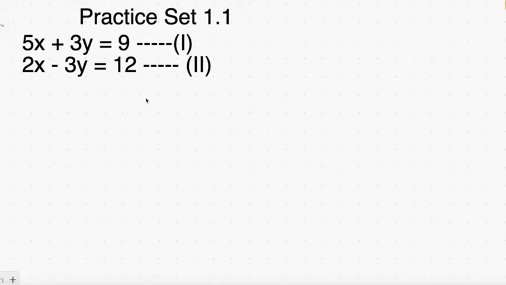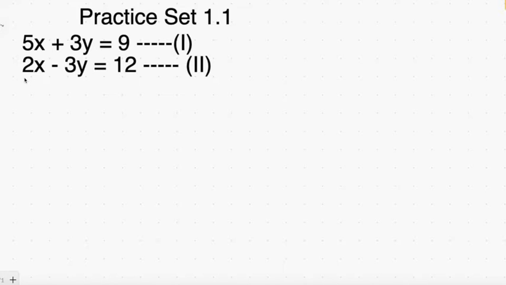So let's try with practice at 1.1. This is example 1, which is given in our SSC Maharashtra board maths class 10. We have these two equations: 5x plus 3y is equal to 9, and the other one is 2x minus 3y is equal to 12. I made this equation 1 and this equation 2, right?